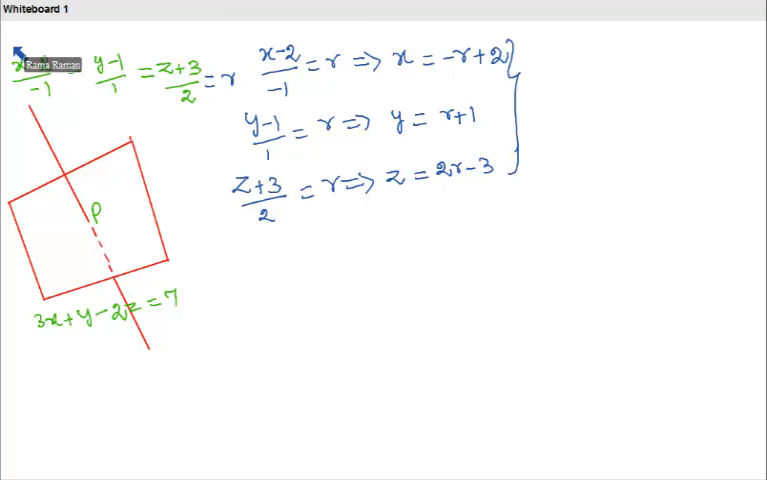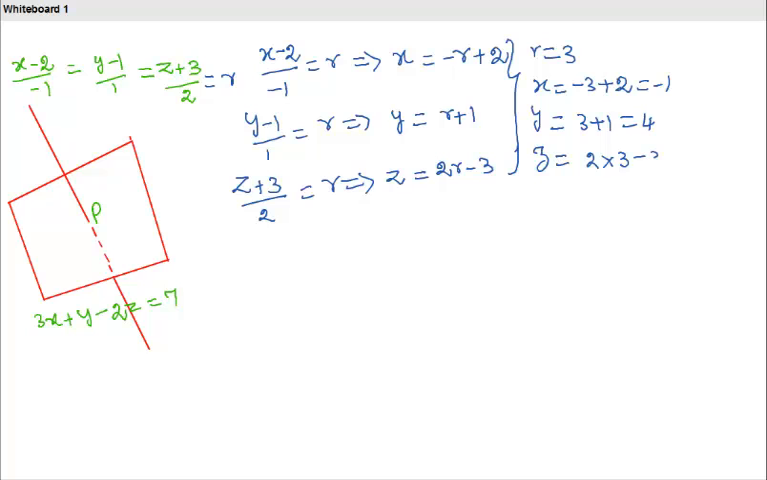So, we have got one set of conditions connecting x, y and z through a common value r. Now, as r takes various values, we will get different sets of values for x, y and z. Say for instance, if r takes the value 3, then by substituting r as 3 in x, y and z, we will get a specific point on this straight line. Then x is -3 + 2 which is -1, y is 3 + 1 which is 4, and z is 2 times 3 - 3 which is 3, which means the point (-1, 4, 3) has a specific position on this straight line.